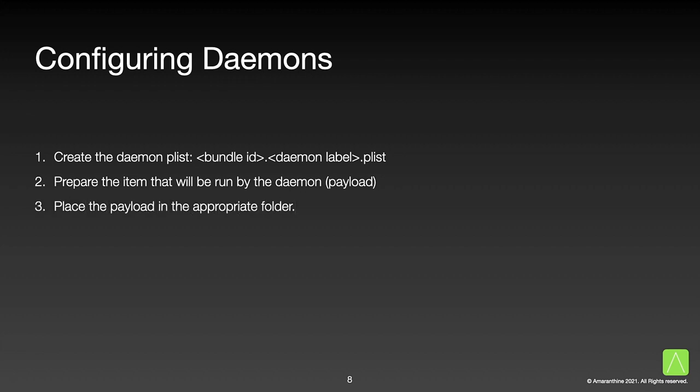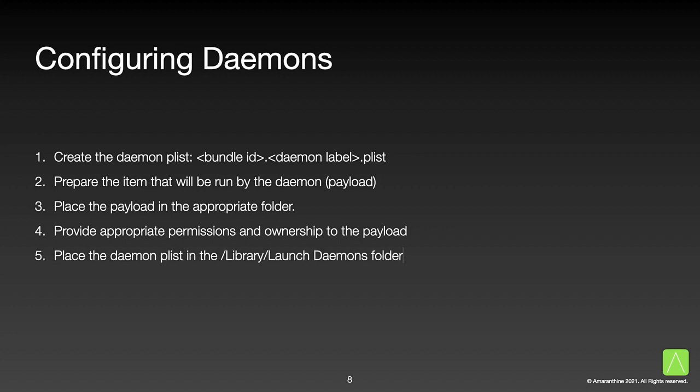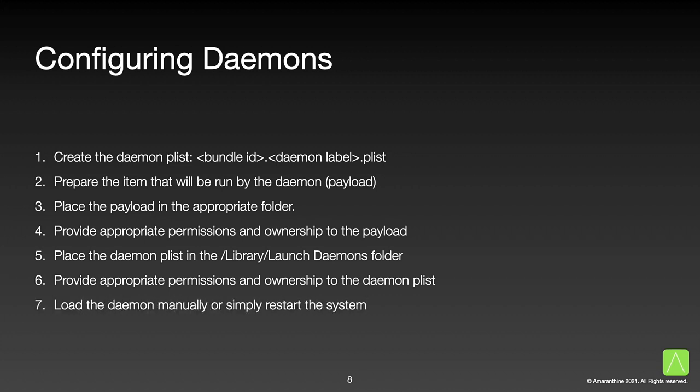Next, we will place the payload in the appropriate folder, provide it appropriate permissions and ownership. Then we will place our daemon in the root library launch daemons folder, which is where all third-party daemons are to be placed. We will provide appropriate permissions and ownership to the daemon plist file. And then we could load the daemon manually or just simply restart the system, which will load the daemon for us.